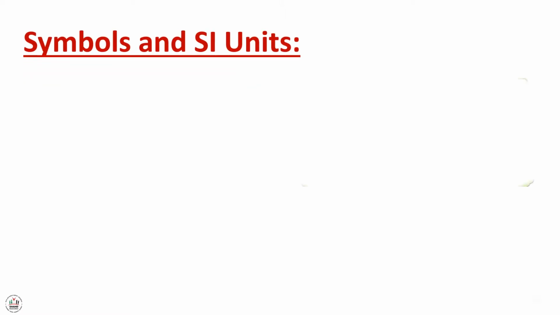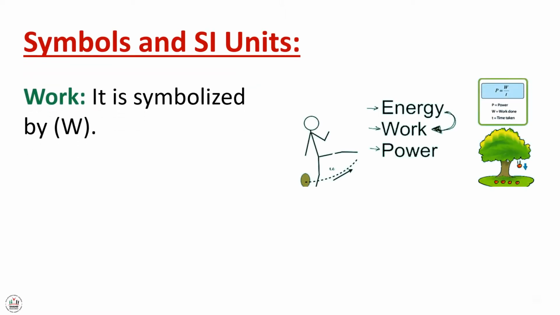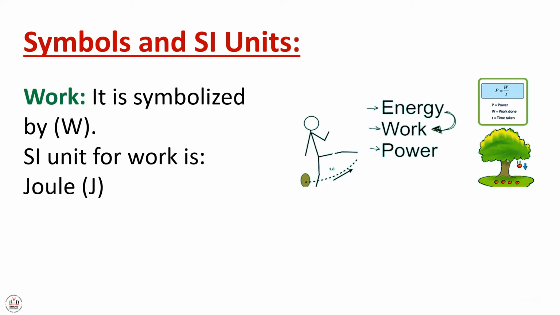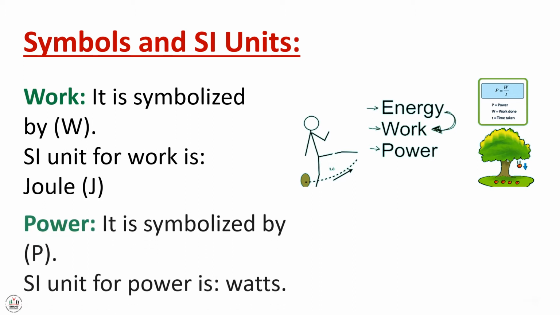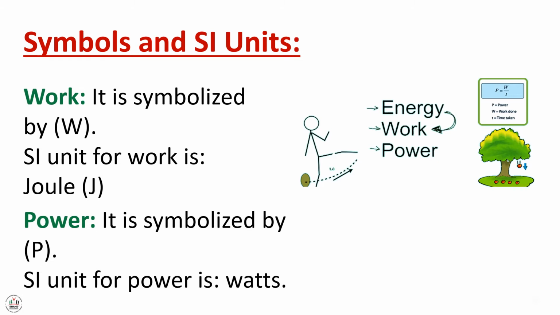Now the symbols and SI units. Work is symbolized by W capital, while the SI unit for work is joule. Power is symbolized by P capital and the SI unit for power is watts. Okay?